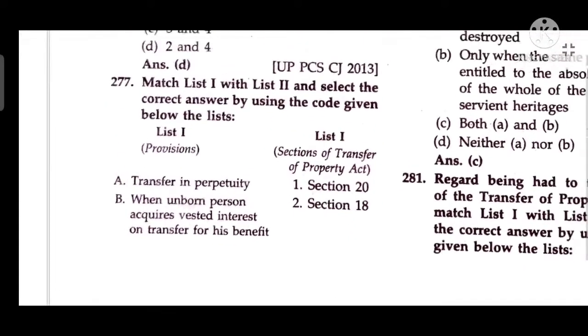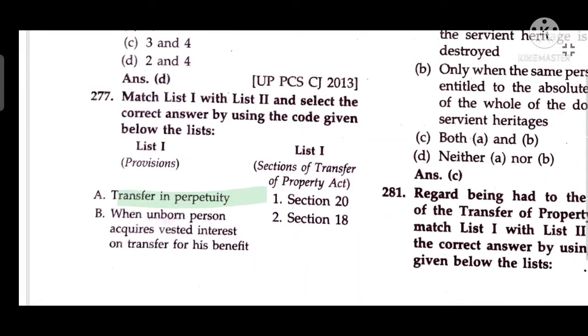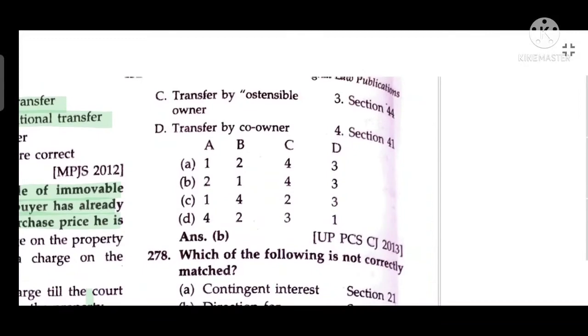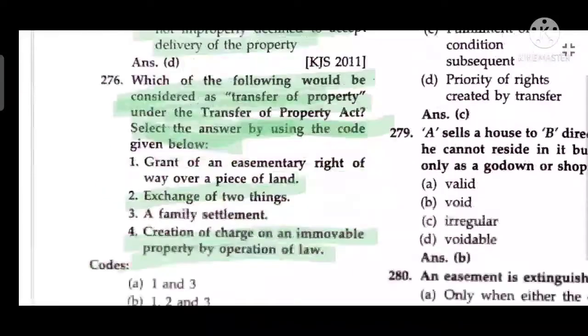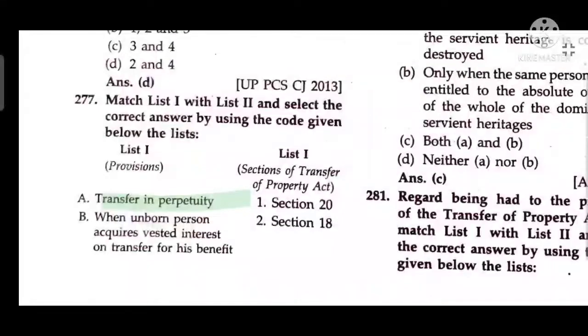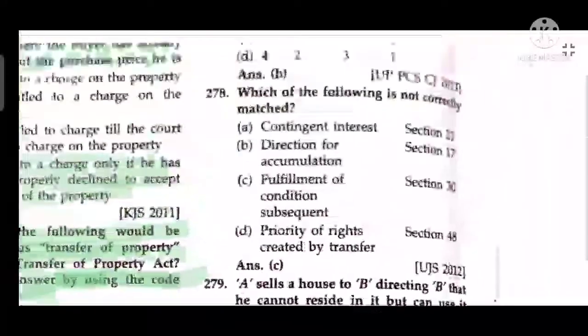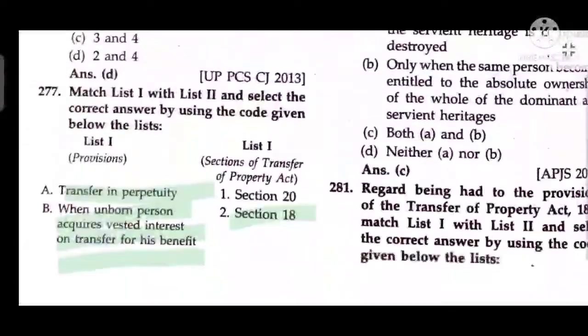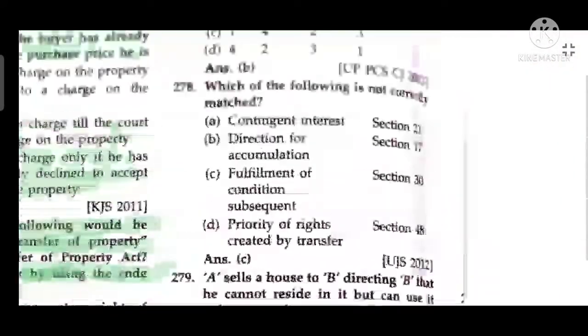Match the list. Transfer in perpetuity, Section 18. When unborn person acquires vested interest on the transfer of the benefit, Section 20.